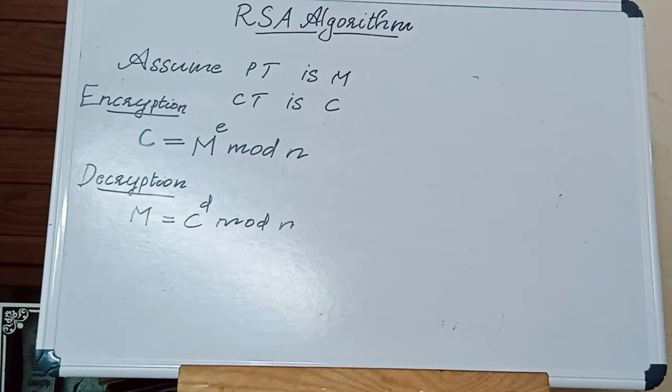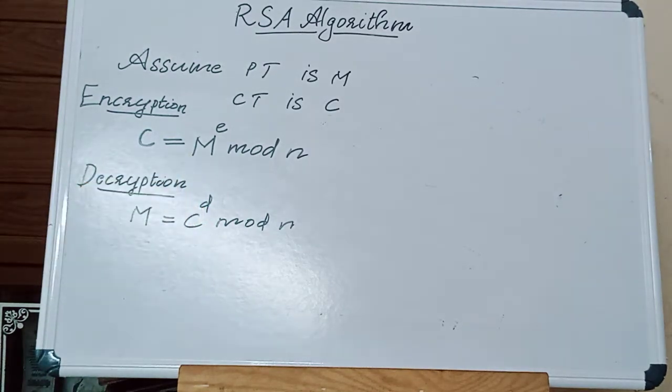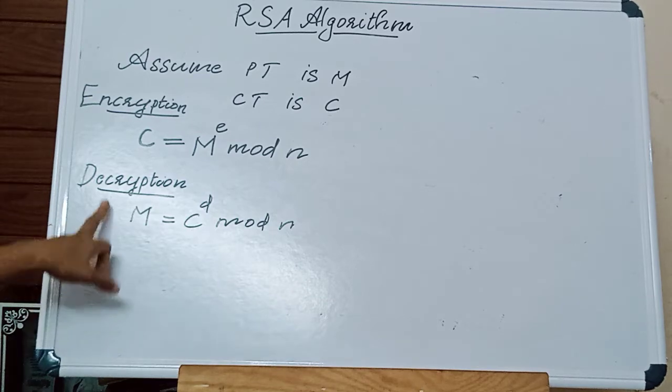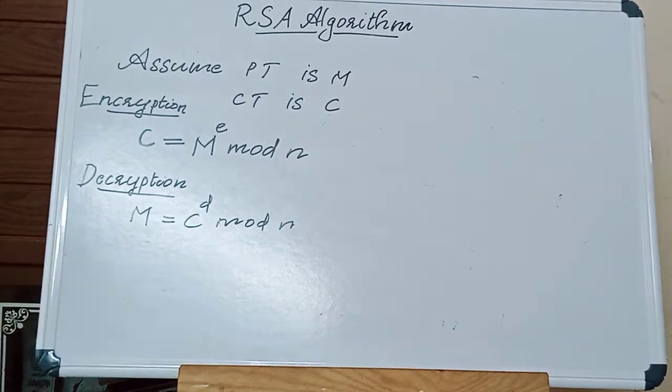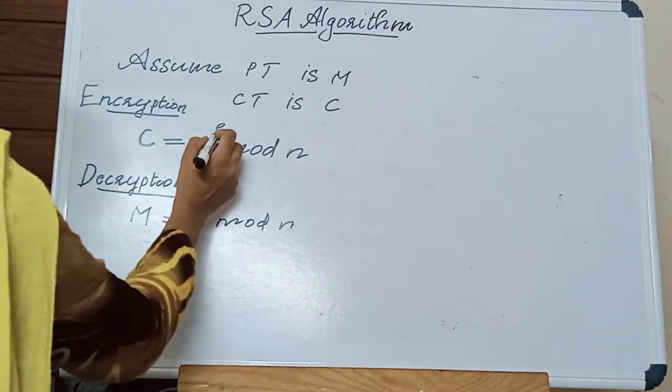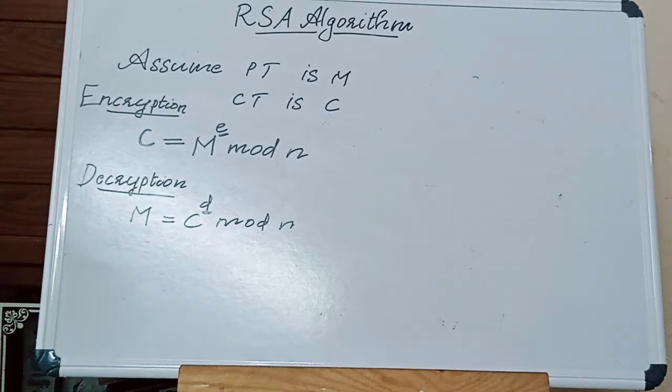For performing encryption, we can use the formula C is equal to m raised to e mod n. For performing decryption, use this formula: m is equal to C raised to D mod n. Here E is the private key, D is the public key. Okay, this is the RSA algorithm.